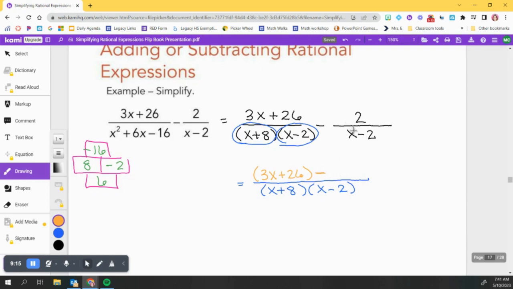Now, what is this denominator missing that this denominator has? The x plus 8. The x plus 8. There is an x minus 2. It does not have an x plus 8. So we're going to put an x plus 8, which means I have to also put an x plus 8 up here. So my new numerator is 2 times x plus 8.